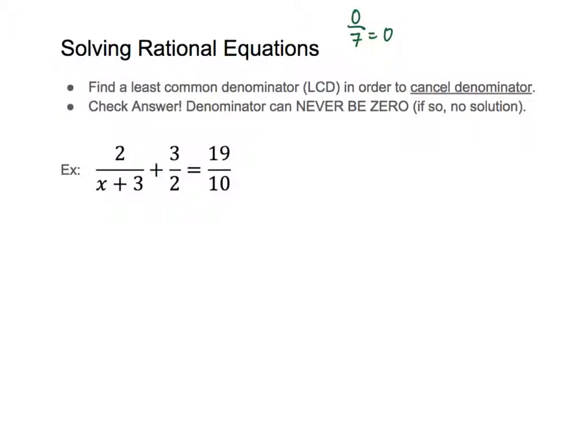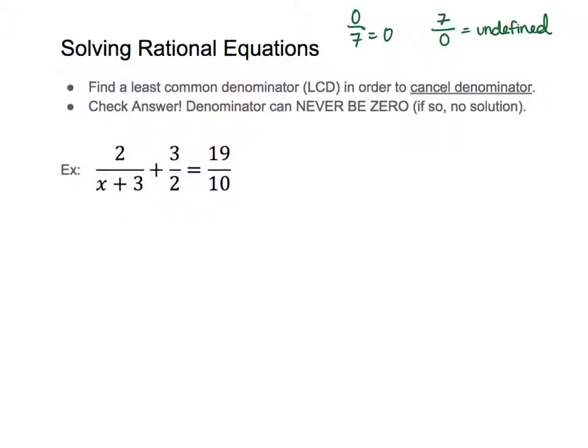But let's think about the other way around. What is 7 divided by 0, where the denominator has a 0? That's kind of going into why this is a no solution. Well, if you put this in your calculator, it's going to throw you an error because it's undefined. You cannot divide by 0.